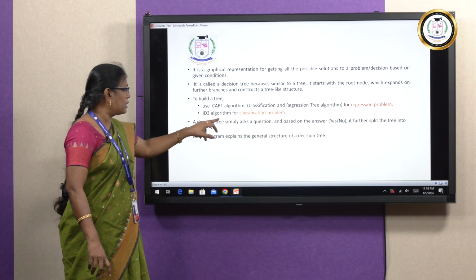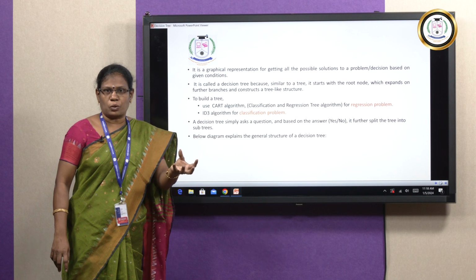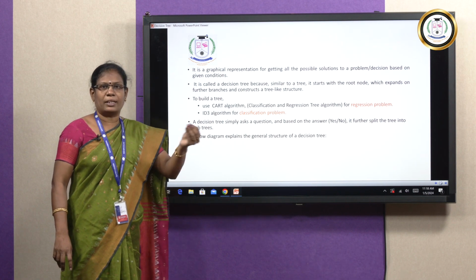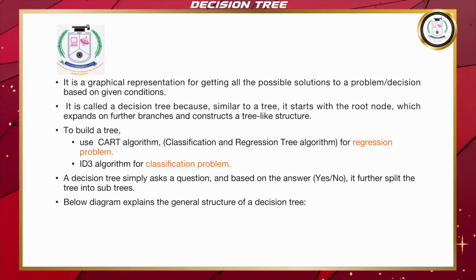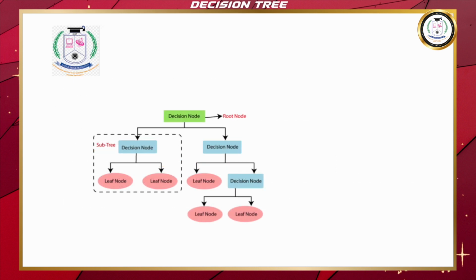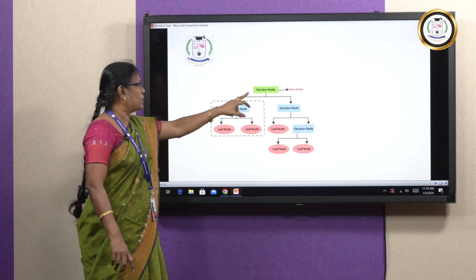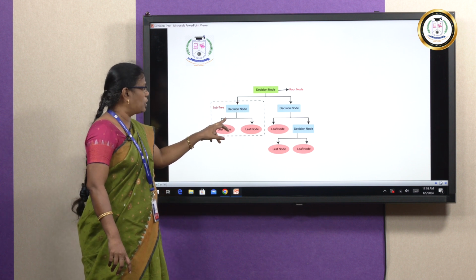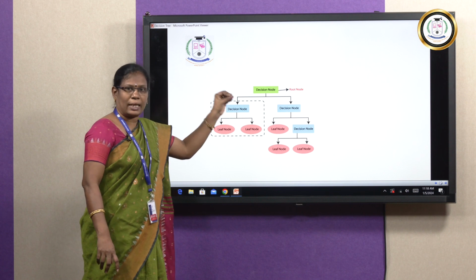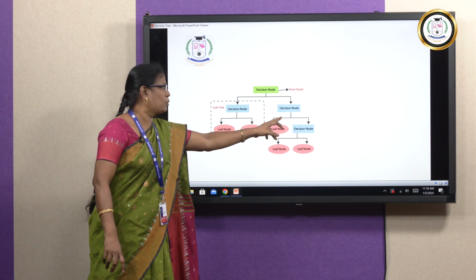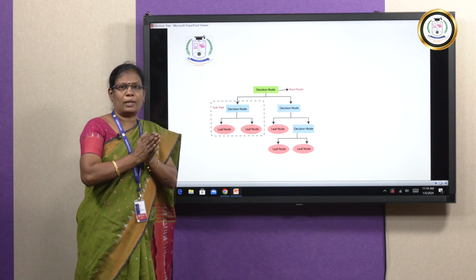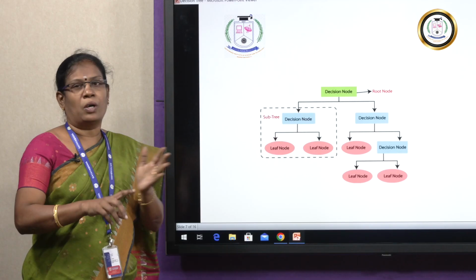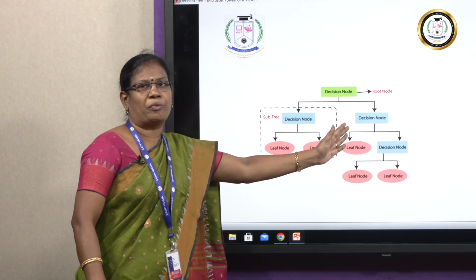The decision tree simply asks a question, and based on the answer, it can be further divided into sub nodes. The below diagram explains the general structure of the decision tree. Here we have a decision node, which is called the root node. Again, the decision node is divided into further decision nodes based on questions and answers. For any one question the answer is yes or no. For yes we have one decision node, and for no we have another decision node.